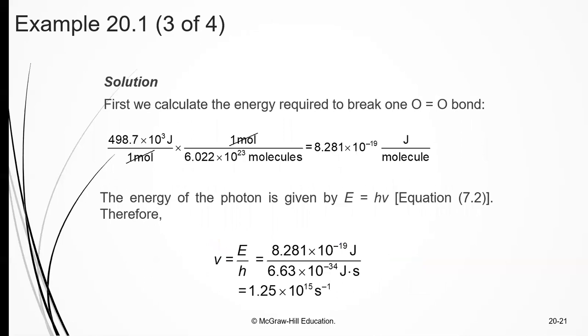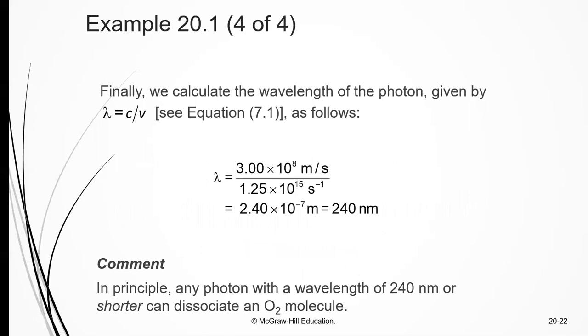So when we walk through that calculation, we can take our kilojoules per mole, turn it into joules, divided by Avogadro's number in order to get it into joules per molecule. Then we can plug that in for our energy. We use Planck's constant for our h, and this gives us our frequency. Now with our frequency, we can use the speed of light here, and we can change that into our wavelength.